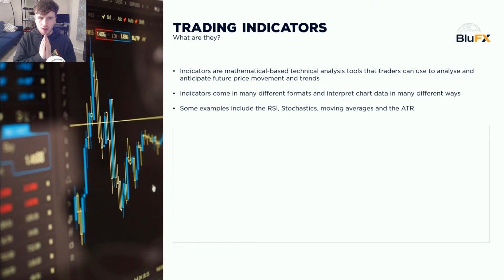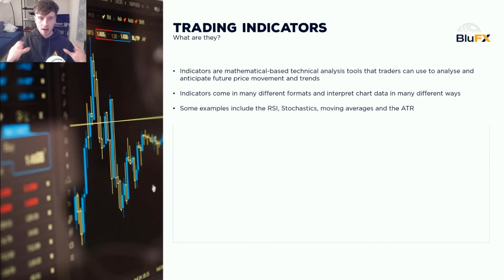Trading indicators, what are they? Indicators are mathematical based technical analysis tools that traders can use to analyze and anticipate future price movement and trends. So that's a little bit of a mouthful, a little bit wordy, but I'm going to break this down for you. Indicators take chart data, whether that is the open of the past candle, the close of the past candle, or the range of the past candle. In that case, it would be from top to bottom, where it opened, where it closed, the difference, that is the range. Different chart information.